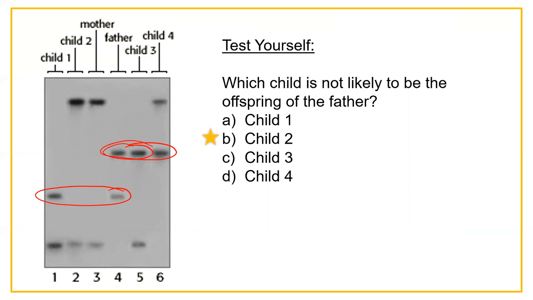I think last semester I did it the other way around. I had just the lanes labeled A, B, C, and D, and I said, which statement is true? It might say child A or lane A is the father, and child or lane B is the child. And so you have to look to see if it's consistent with what it's saying. So I will have a gel like this as one question on the final exam. So be prepared to see that.